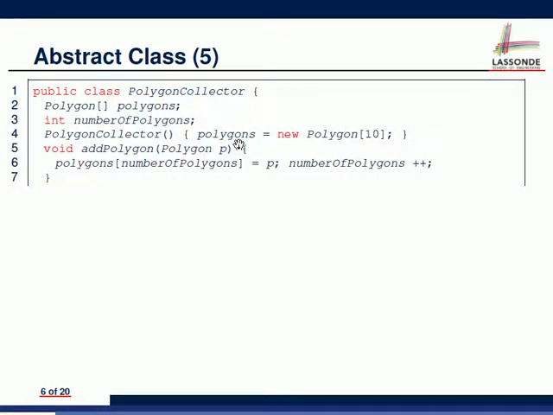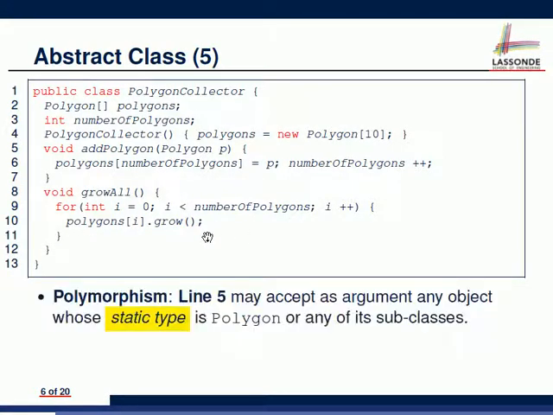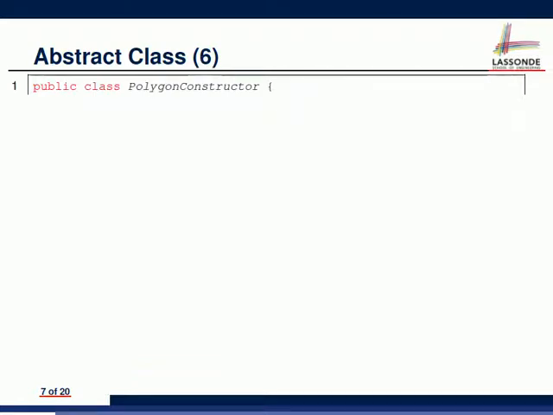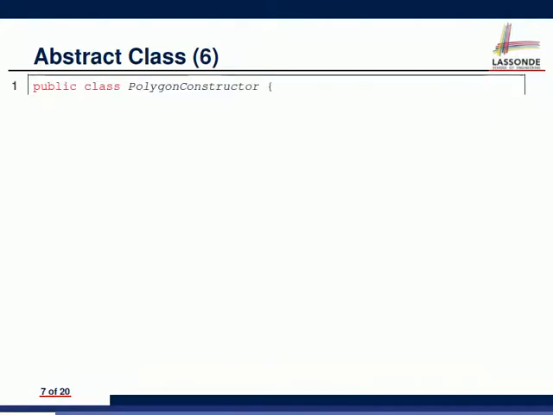And then let's add polygon, right? Like adding students. This one I won't go into much detail. And then we can also grow everything. So now you can see that the dynamic type can be either rectangle or triangle, as we said before. This next one is a bit more tricky. How about this one here? This one is just a polygon collector.